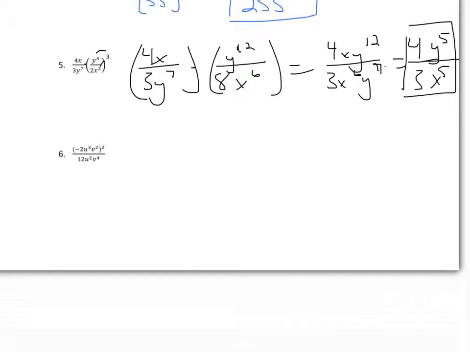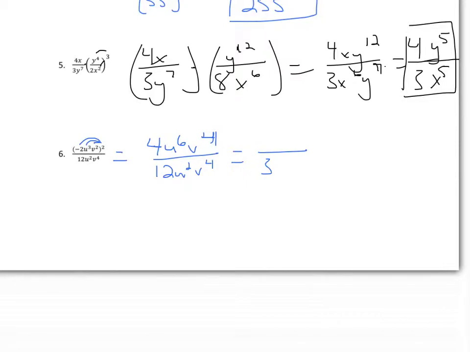And the last problem here. Okay, we've got a power to a power first, so this 2 has to distribute everywhere. So we've got negative 2 squared is 4, u to the 6th, v to the 4th, all over 12 u squared v to the 4th. All right, now we can reduce. Reduce that fraction and be left with 1 on top, 3 on bottom for the numbers.